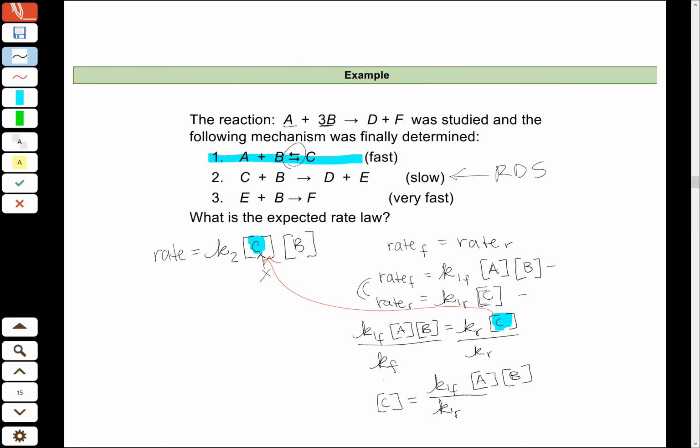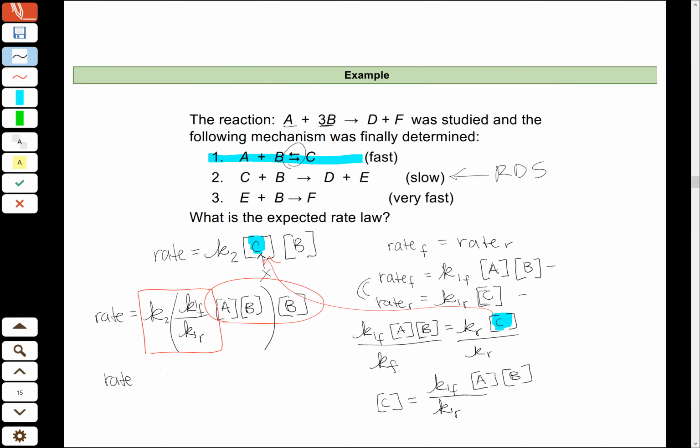So plugging this in, my rate is now going to be equal to K2 times the forward of my first step divided by the reverse of my first step times the concentration of A and the concentration of B. And then all of that will be times the concentration of B. Since these are all multiplied together, I can group my K's together, and then I can group my concentrations together and rewrite this as rate is equal to K2 times the forward K, all divided by the reverse K of the first step, times the concentration of A, and then the concentration of B squared.